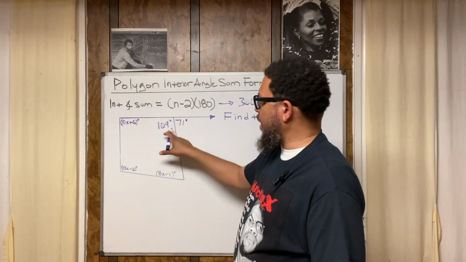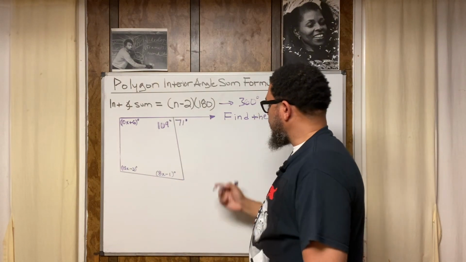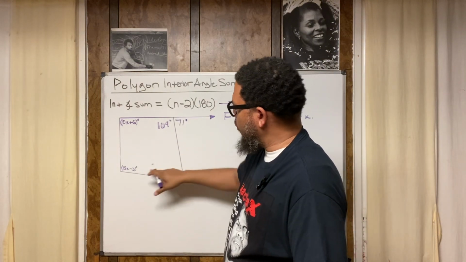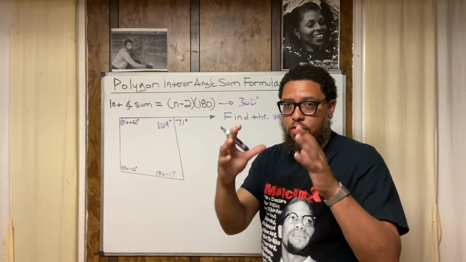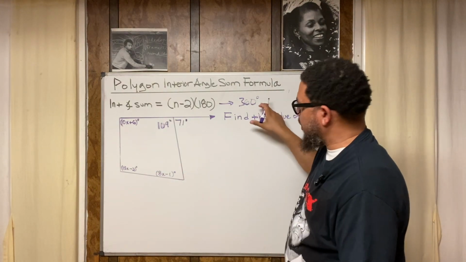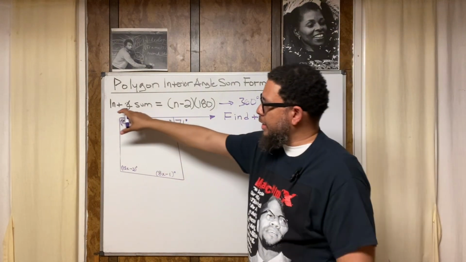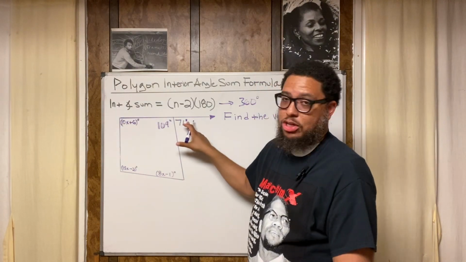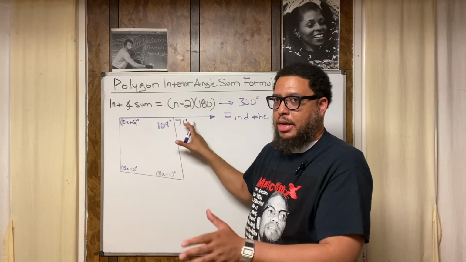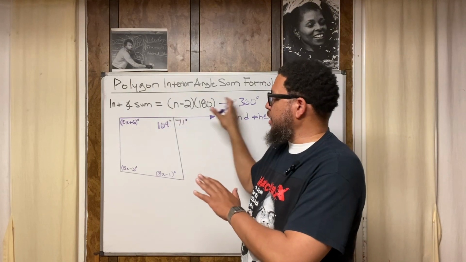All right, so this is 109. So now I can create my equation. My equation is going to look like this. I add up all four angles, and then I set all four of those angles equal to 360. Why 360? Because that's the sum of the interior angles. 1, 2, 3, 4. This is an exterior angle, so we aren't worried about the 71. That's not part of the conversation over here.